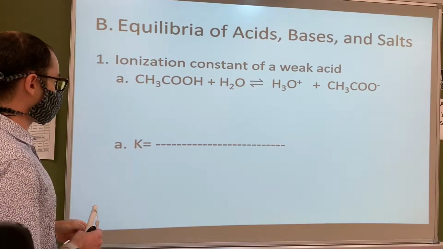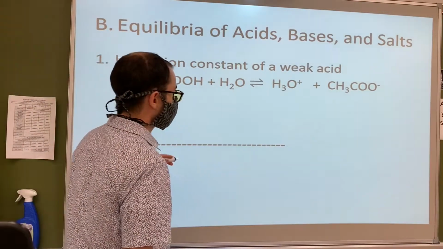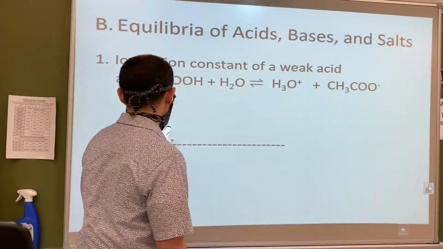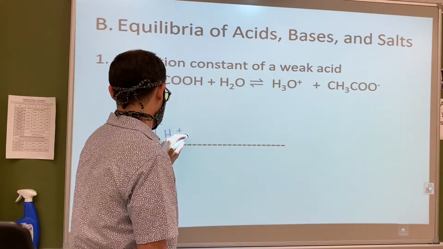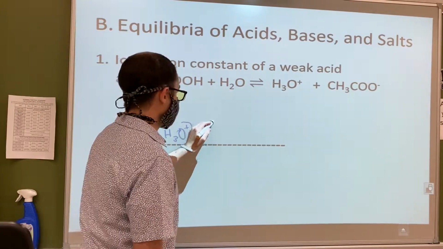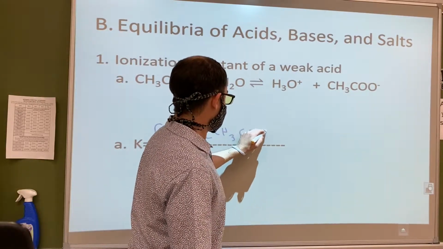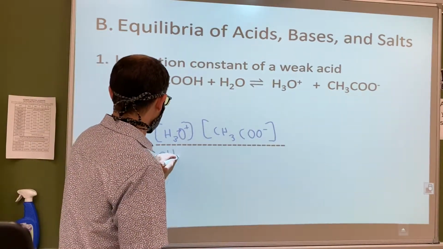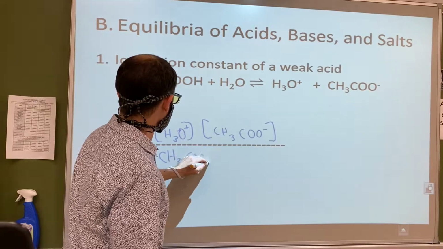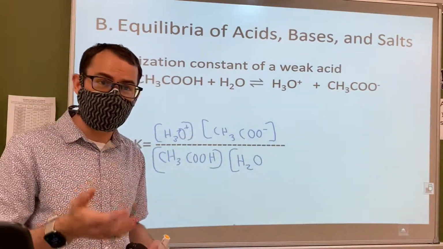Okay, so let's set this up. So we know it's products over reactants. So our products are these two. So let's go, H3O plus, CH3COO minus, and then on the bottom we'll have CH3COOH. With this one, we know that water is amphoteric, right?